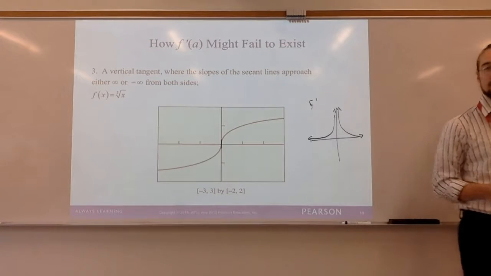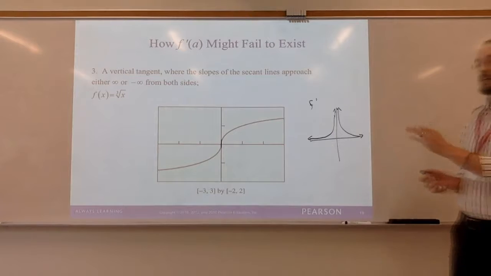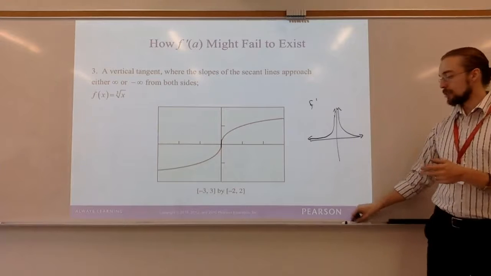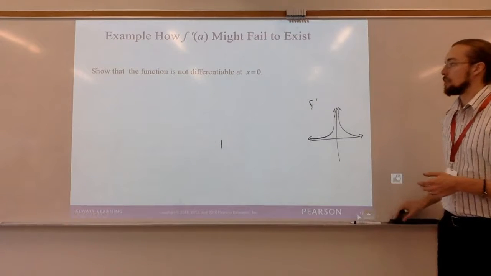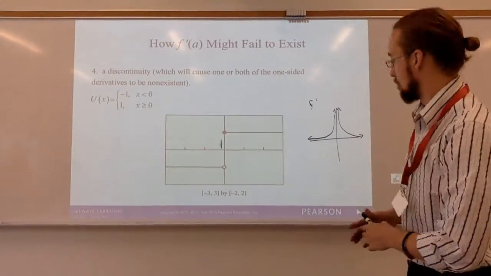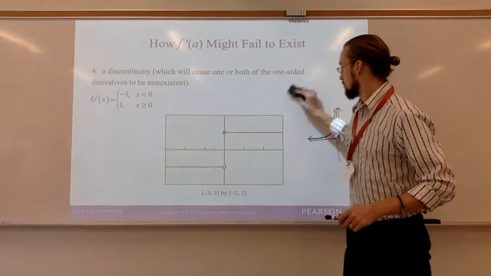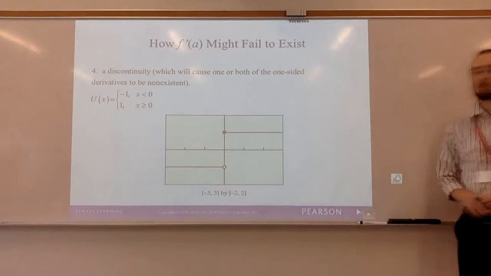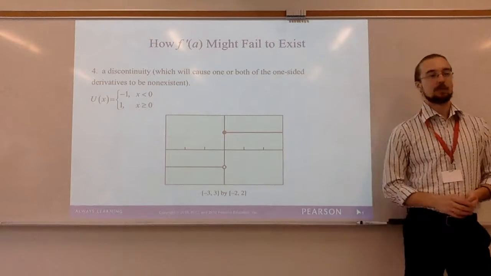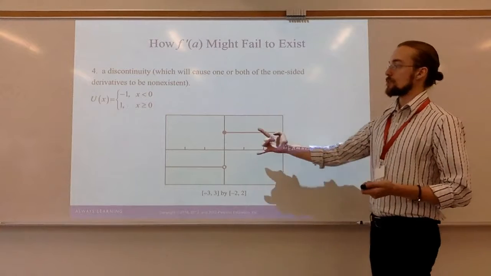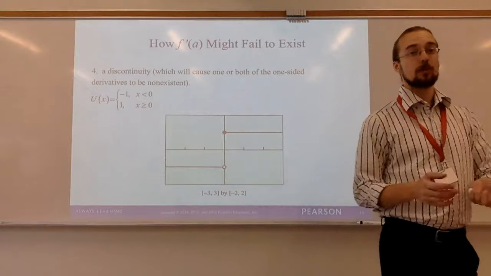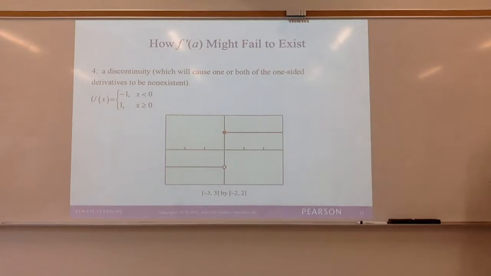So, 3 ways so far that a derivative would fail to exist: a corner, a cusp, or a vertical tangent. Okay, the last one is a discontinuity. If the function is discontinuous, it is not differentiable there. So this is a really simple example. You get a jump discontinuity here at x equals 0. The function is not differentiable at x equals 0.